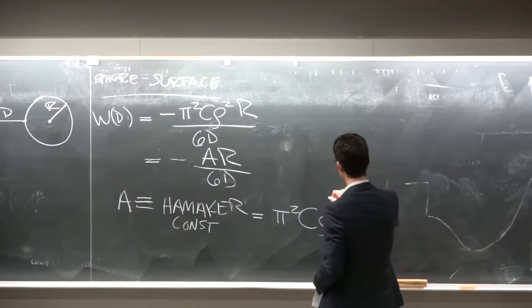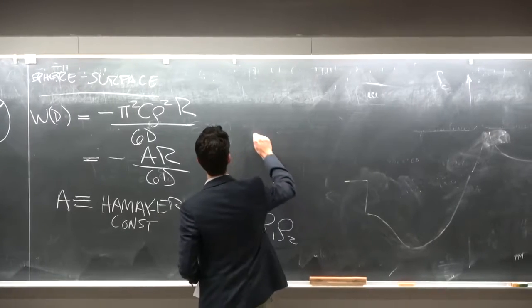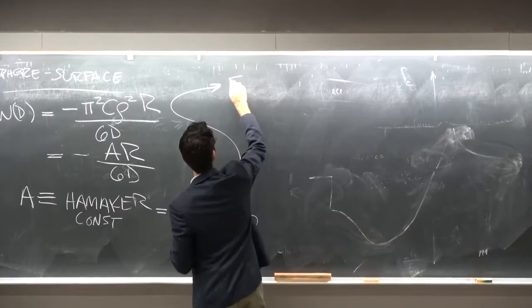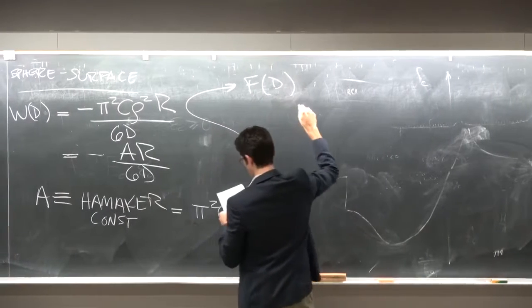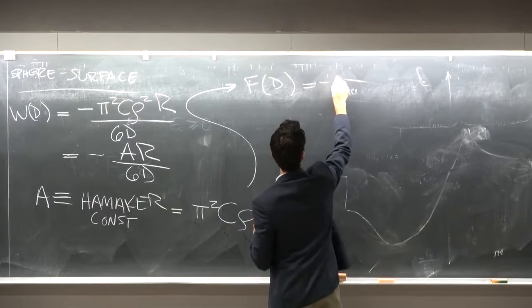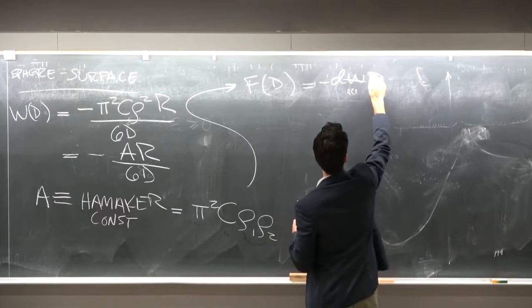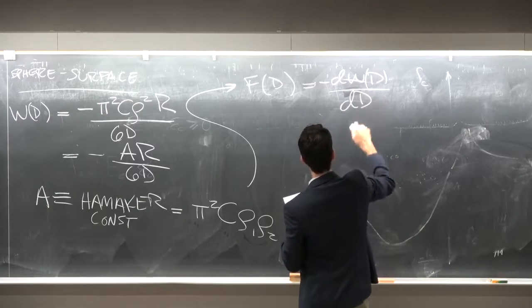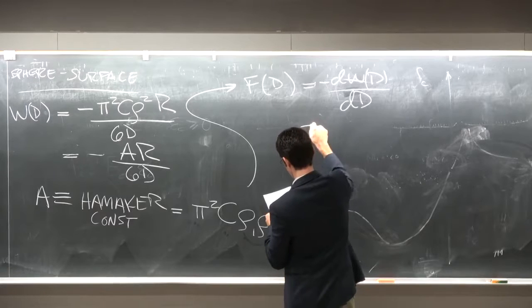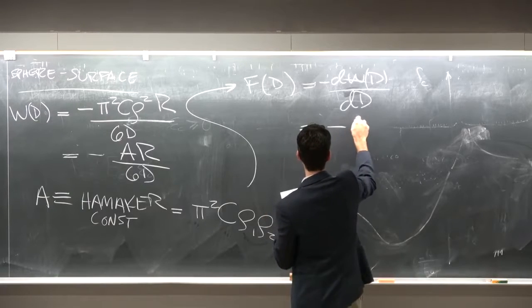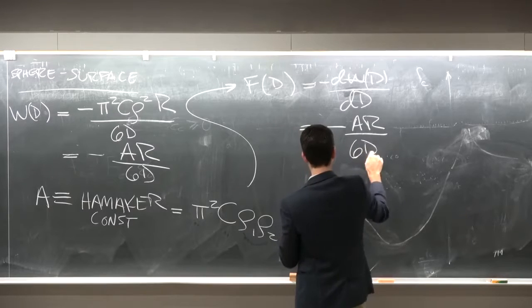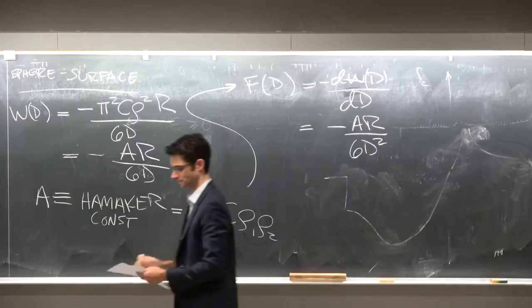We get the force in the same way. F of D, again, is minus dW(D) over dd, and this is minus AR over 6d squared.